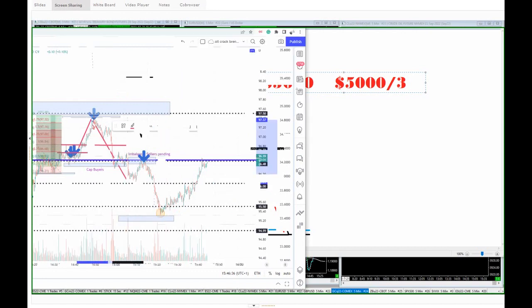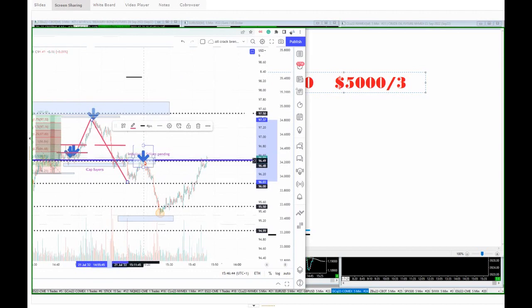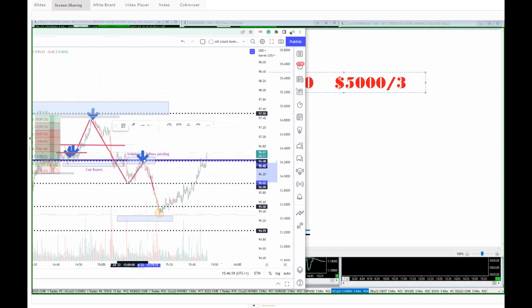So for example, on this oil scalp here, how much should I have made from here to here? Well, 97.50 to 96 is $1,500. From here to here, $500. So that's $2,000. And from here to here, $1,000. That's $3,000, right? So those 3 swings made $3,000. So as a 3-lot trader, you should have made $3,000 as a scalper. That's for 3 contracts.